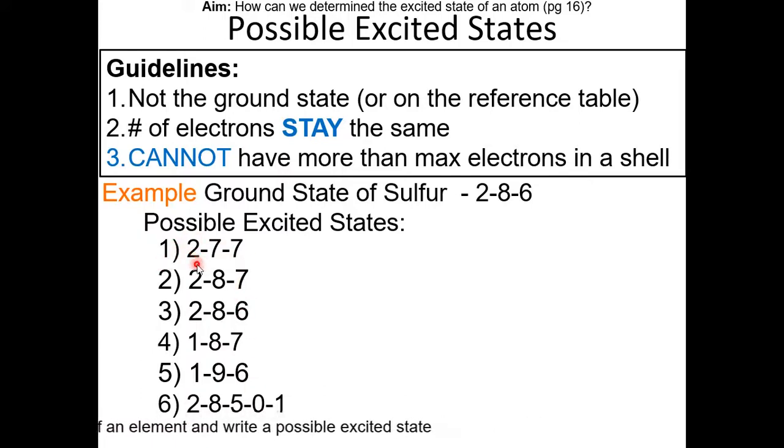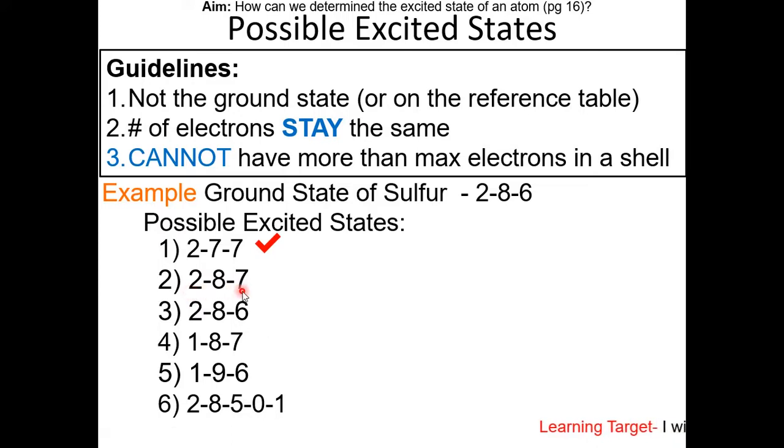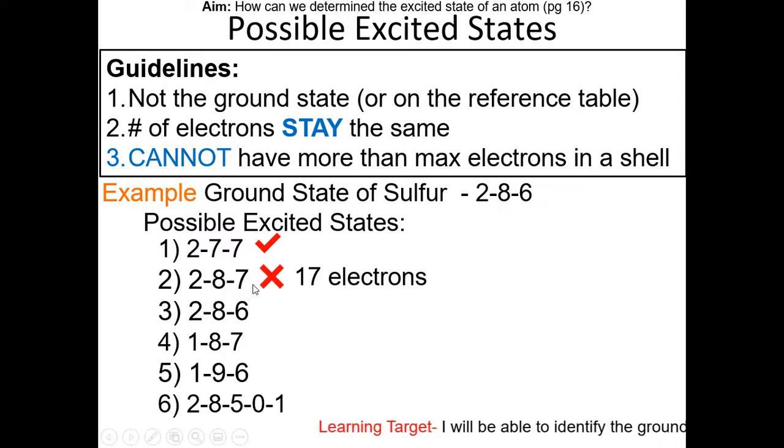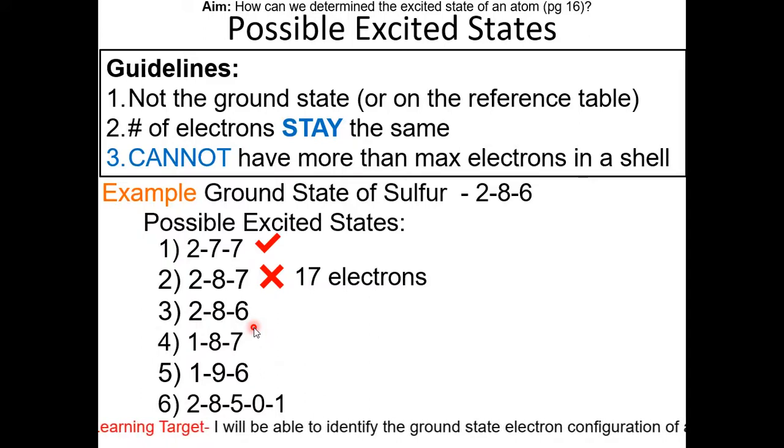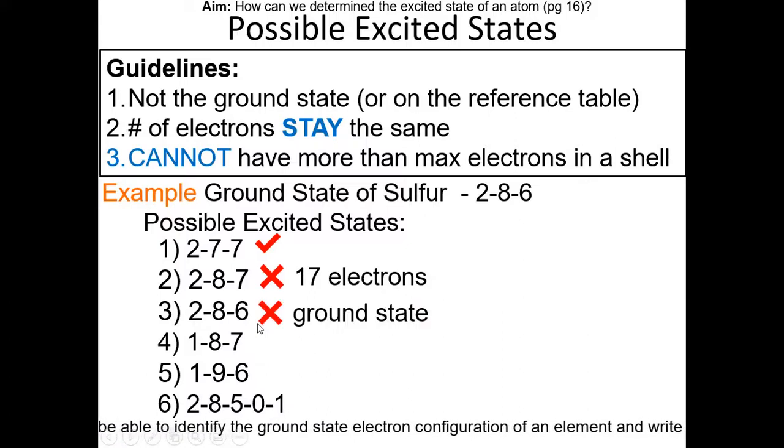Let's look at the first one. Does the first one fit all 3 guidelines? The answer is yes. Okay, how about the second one? So this one has 17 electrons. Sulfur has 16. So this one cannot be an excited state of sulfur. How about the third one? So notice this one has 16 electrons, but this one's also not the excited state of sulfur. Why? Because this is the ground state of sulfur. How about number 4? Yes, it fits the guidelines.